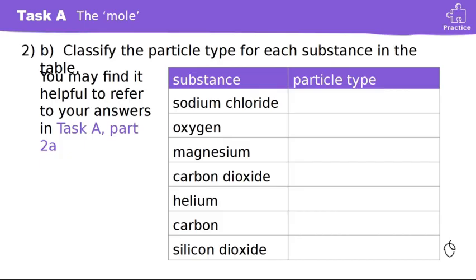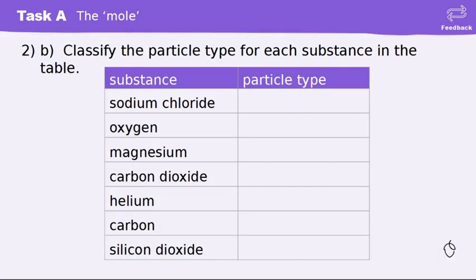Okay, so let's now classify the particle types for each substance in the table. Previously we wrote the formulas, and now let's classify the particles. Are they atoms, molecules, formula units or ions? So for sodium chloride, it's a formula unit, which is made up of sodium ions and chloride ions. And for oxygen, it is a molecule.